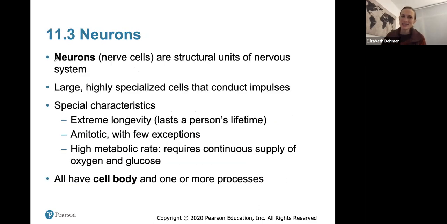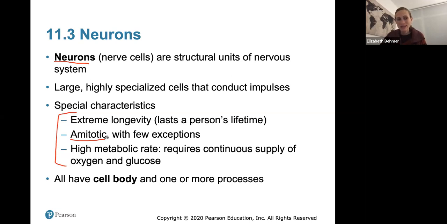So then the neuron itself is a nerve cell, and these are the structural units of the nervous system. They're large, highly specialized cells that conduct impulses. You should know their special characteristics. They have a high metabolic rate because they require a constant supply of oxygen and glucose. They are amitotic, and that means they do not go through mitosis. So your nerve cells are not able to regenerate or divide. When a part of your nervous system is damaged, it's just damaged forever.